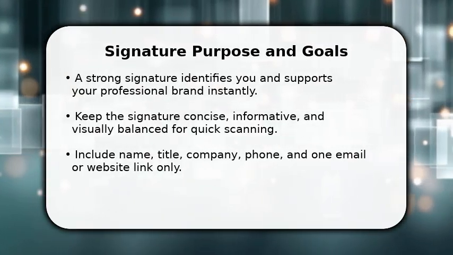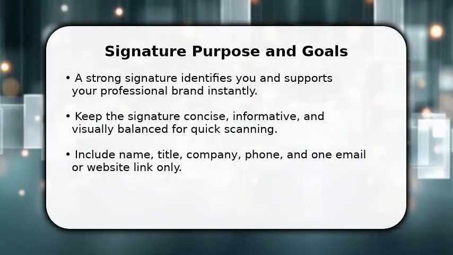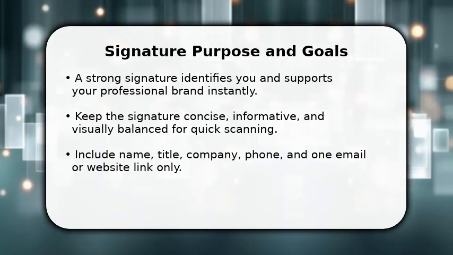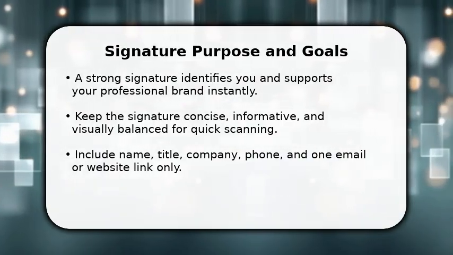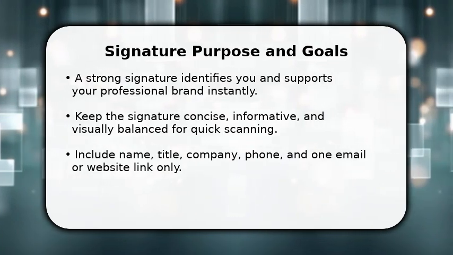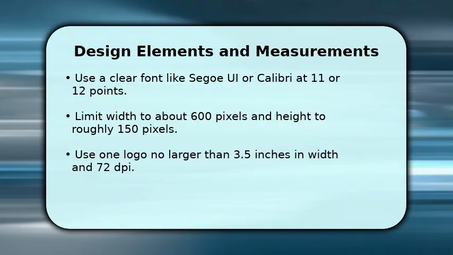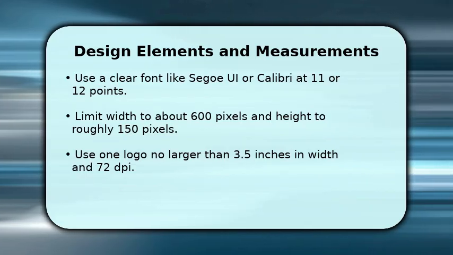Include name, title, company, phone, and one email or website link only. Prioritize legible fonts, clear hierarchy, and consistent spacing to guide the reader's eyes without clutter. Use a clear font like Segoe UI or Calibri at 11 or 12 points. Maintain readable color contrast and avoid low-contrast text on light backgrounds.